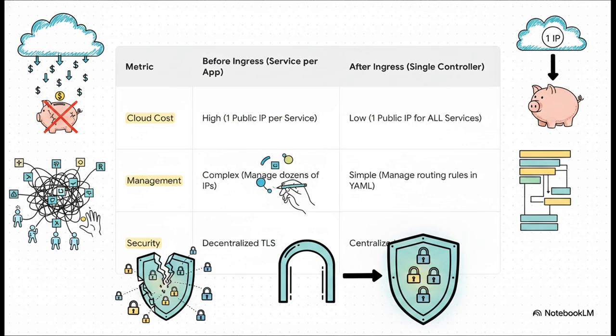And just look at the difference here. The benefits are just huge. On the cost side, you go from paying for a public IP for every single service down to paying for just one. That can literally slash your cloud bill. For management, instead of juggling dozens of random IP addresses, you're just editing simple, easy-to-read YAML files. And for security, what used to be a decentralized mess is now centralized and way easier to manage.